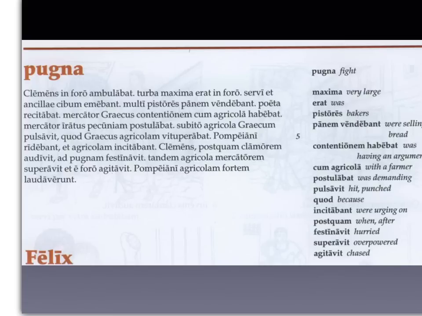What I want to do is go through the first reading passage for stage 6. It's called Pugna, which is a fight. I'll start by reading through the passage in Latin. Try to follow along with me and maybe try to whisper read the passage as I read it. Let's go ahead and begin.